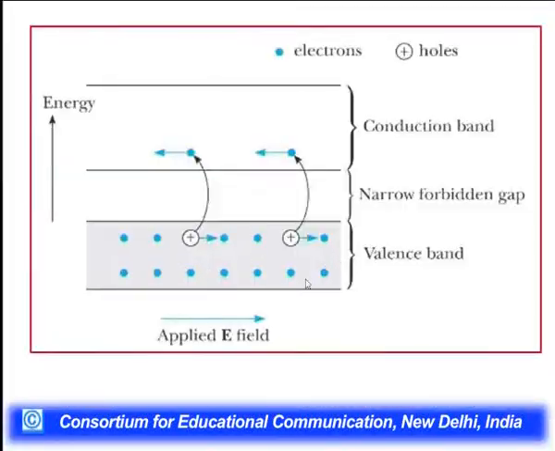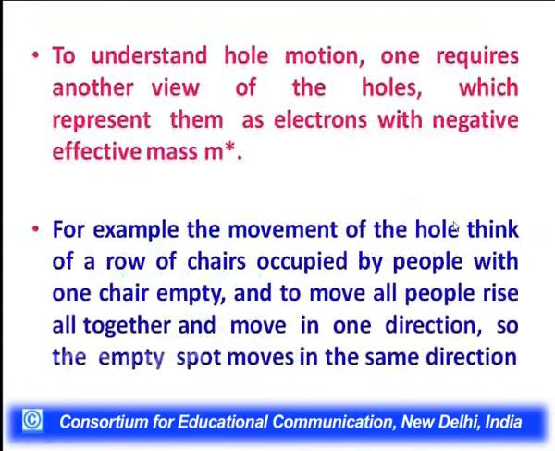Here we see in the diagram, this is the valence band, which is the filled electronic state. Now there is a narrow forbidden band in between the valence band and the conduction band. The lower band is the valence band and the upper band is the conduction band, and this represents the electron and this represents the holes. Now when energy is given by the applied electric field, energy will be given to the electrons and they will move from the valence band to the conduction band by crossing the narrow forbidden gap.